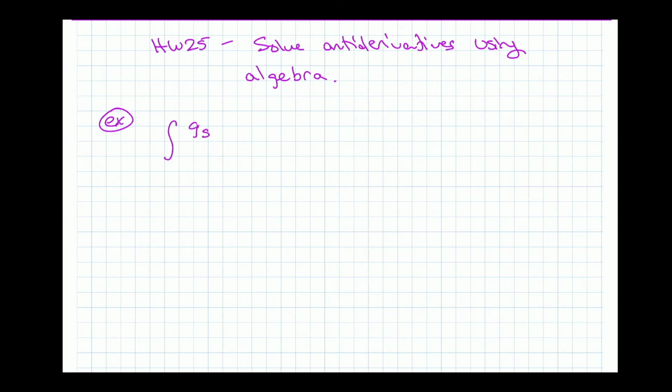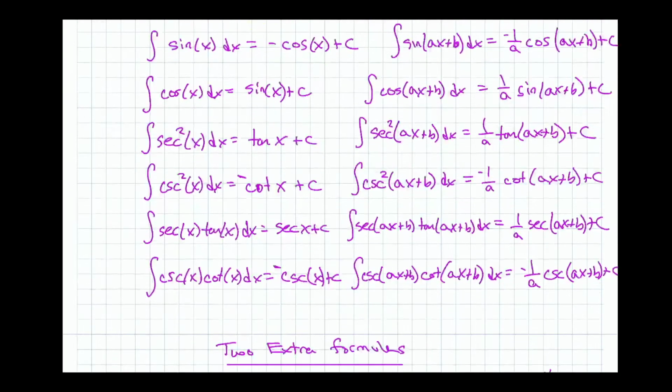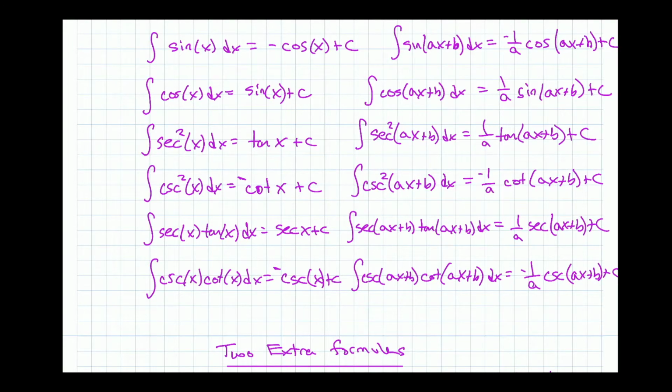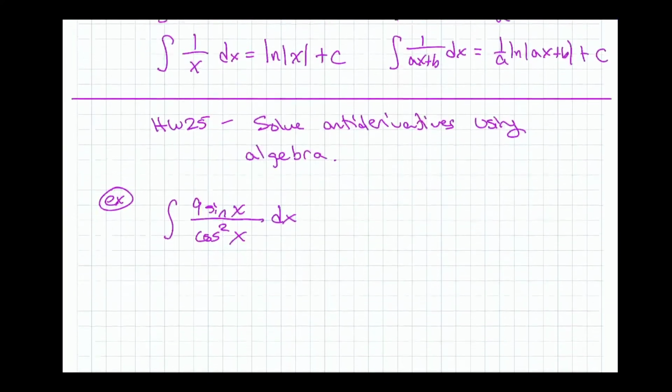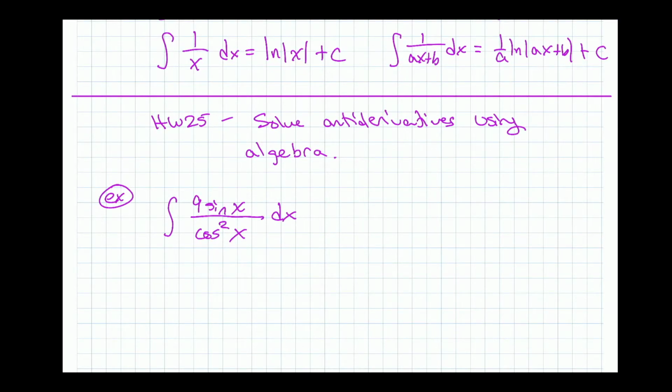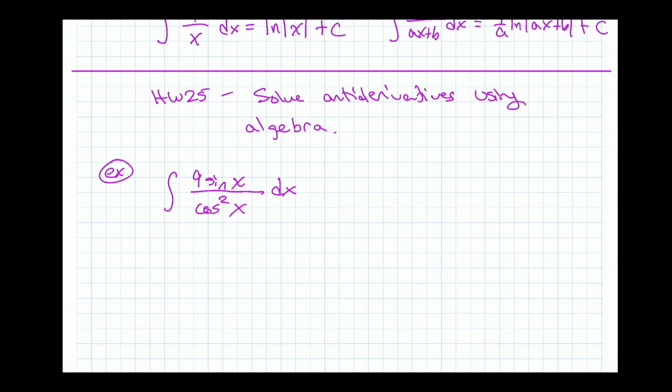They say 9 sine x over cosine squared x dx. And so you're supposed to look at that and compare it to the antiderivatives that you know. And of course it's not on there, is it? Right? That is just not on there. And so you realize you don't have a formula for this.